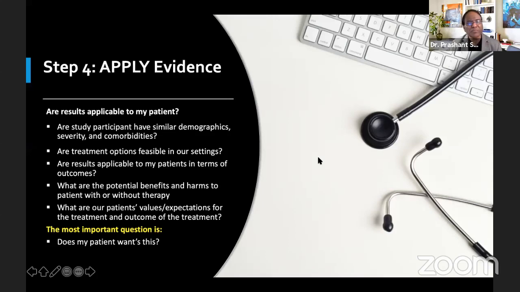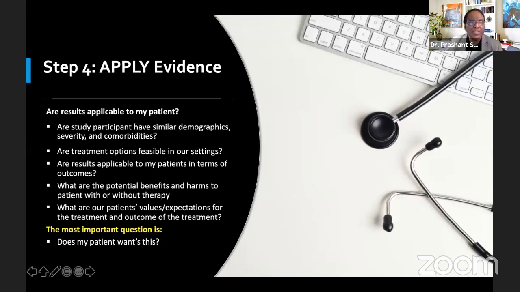Are treatment options feasible in our setting? So sometimes, with some therapy, there is cost involved, there is education involved, there are a lot of resources involved in order to provide that treatment. So we have to look at the infrastructure, resources, and time in order to provide that treatment. So you have to look at the feasibility of that treatment, whether it's feasible for you to provide it.